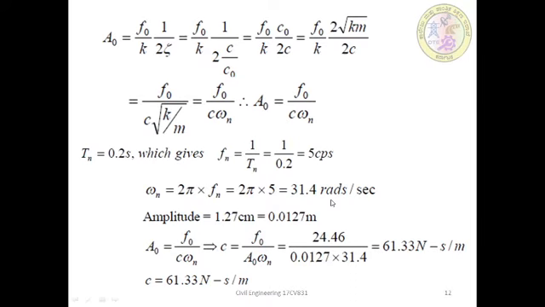Omega n is calculated as 31.4. Substitute here so that we are going to get the damping coefficient. The damping coefficient C value is 61.33 Newton second per meter. So that is the value of C, the damping coefficient, which is asked in this example.